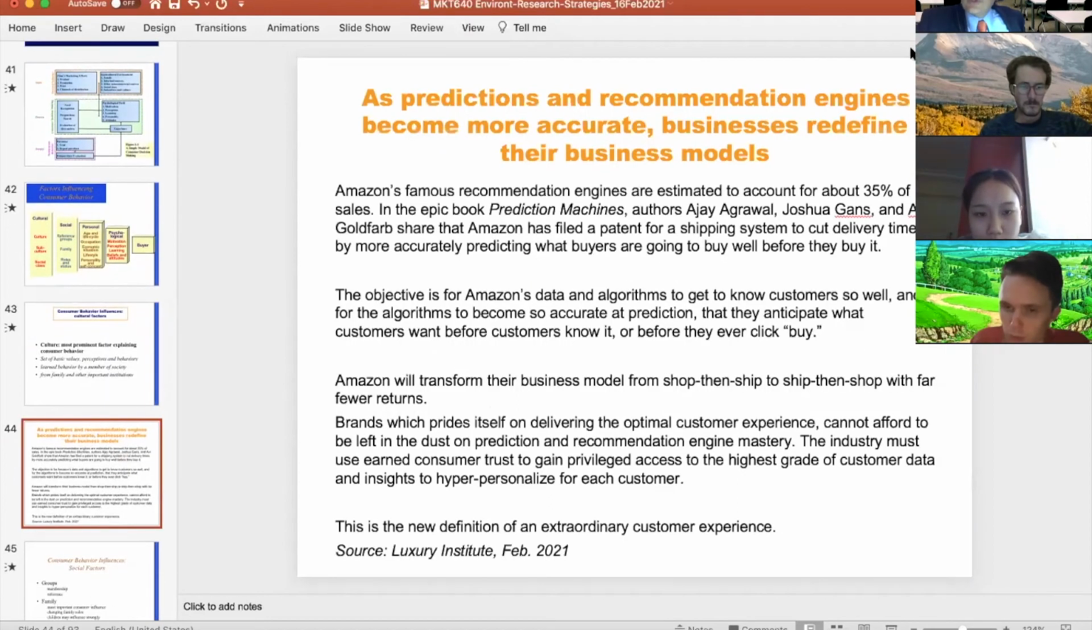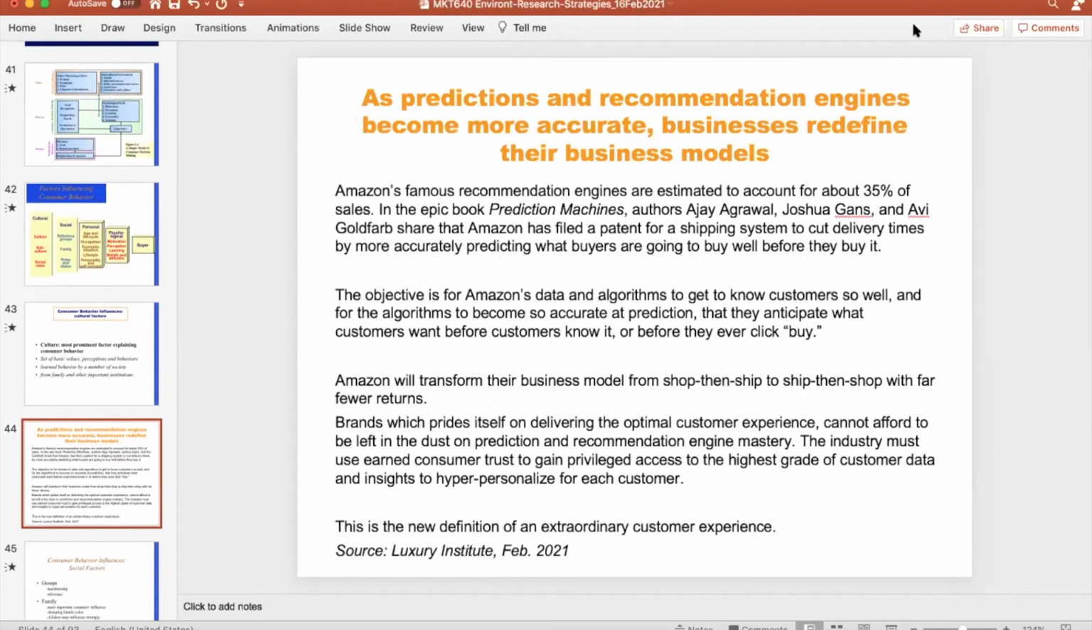So let me show you this. This is something I just saw this month. As predictions and recommendation engines become more accurate, businesses redefine their business model. Amazon's famous recommendation engines are estimated to account for about 30% of sales. In some book, there's an author who says that they have filed a new patent for a shipping system to cut delivery times by more accurately predicting what buyers are going to buy well before they buy it.